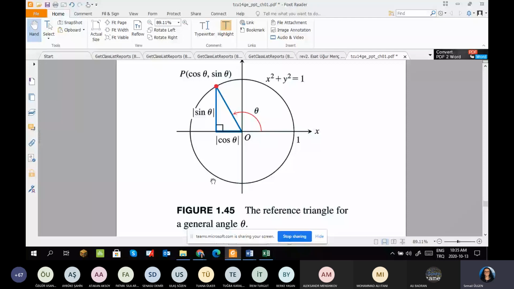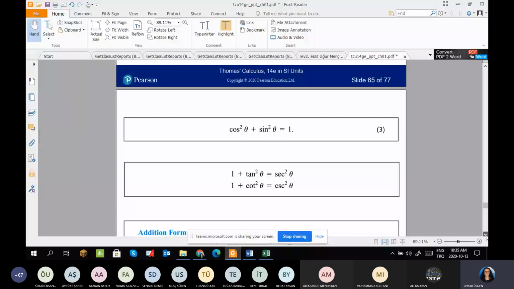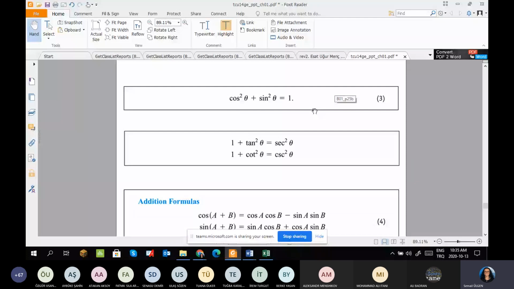And then we have identities. These are nice trigonometric identities. Cosine squared plus sine squared is always 1. And we have this new form, maybe for some of you: 1 plus tangent squared theta is secant squared theta. You may verify them at home.